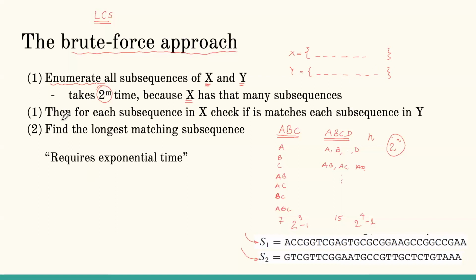With that as input, in the second step, for each subsequence in X, we compare it with every possible subsequence in Y. Then we take the next subsequence of X, compare that with every possible subsequence in Y, and so on. We do pairwise comparison, and then we find the longest matching subsequence between the two. Obviously, this is going to require exponential time, and the algorithm is going to be very slow. So we need something more intelligent than the basic brute force approach.